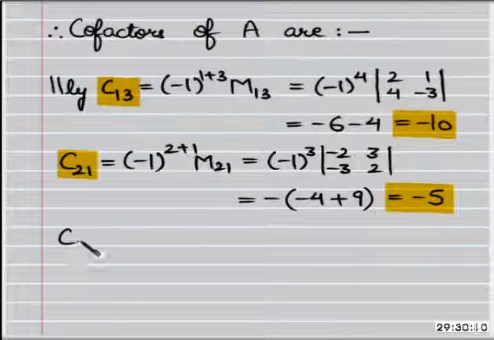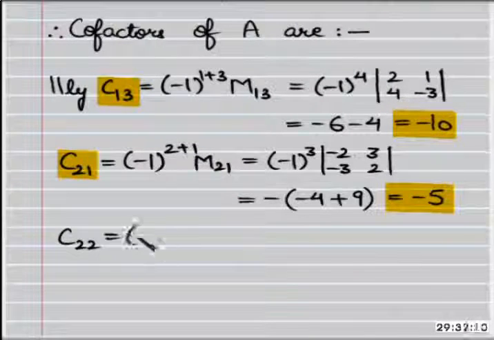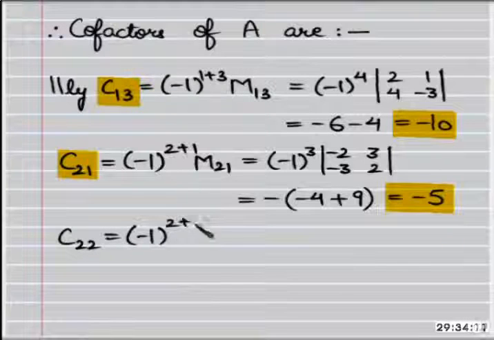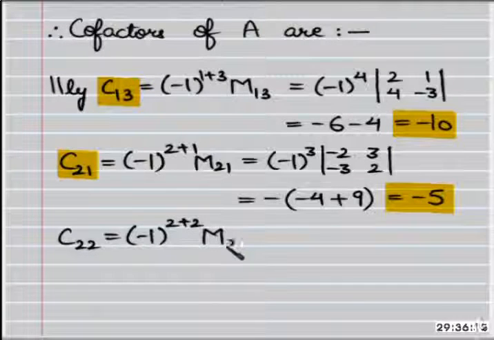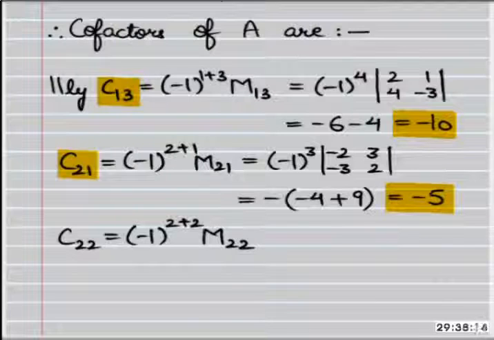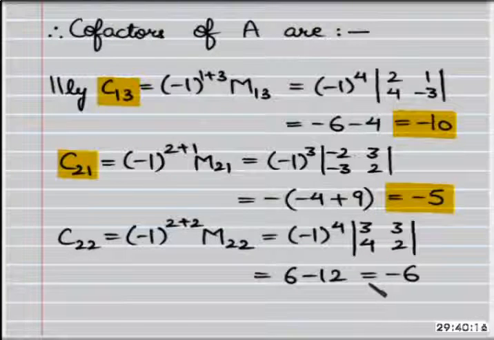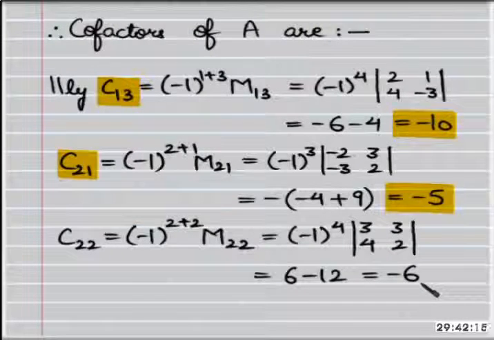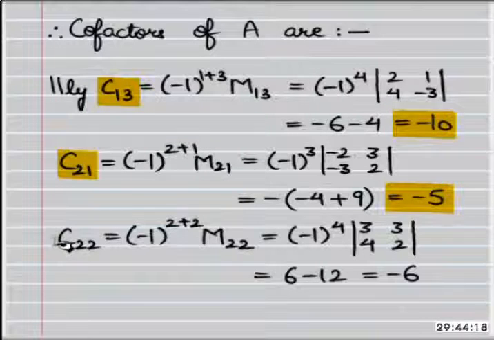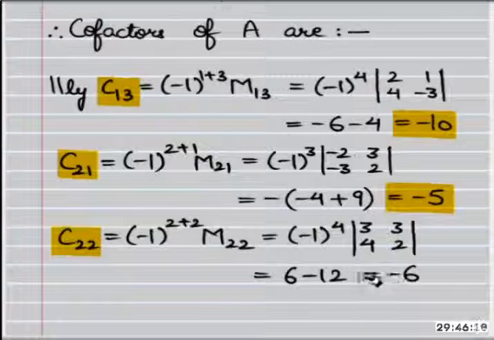Now C22, which is equal to -1 raised to the power 2 plus 2 into M22, will be equal to -6. So here C22 will be equal to -6.